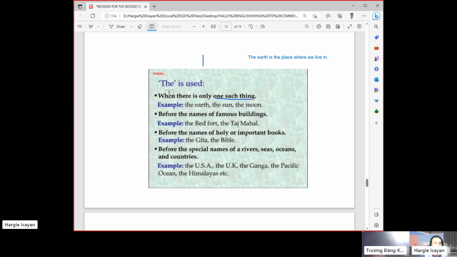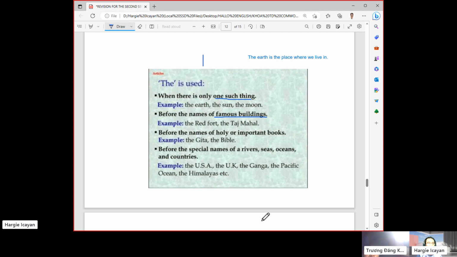Next, we use the article the before the names of famous buildings, like for example, the Red Fort, the Taj Mahal. These are famous buildings in history, especially the Taj Mahal.